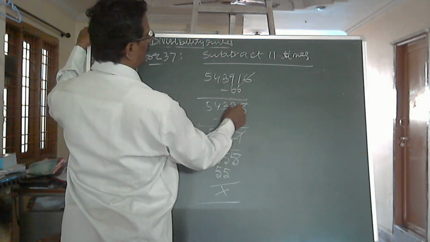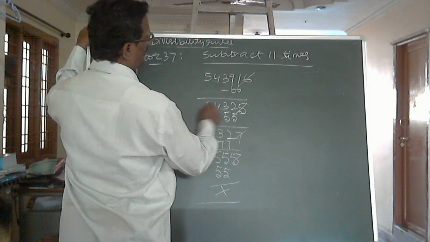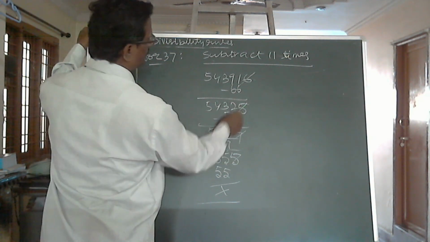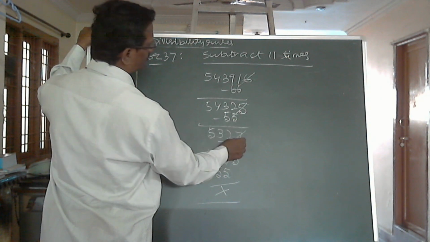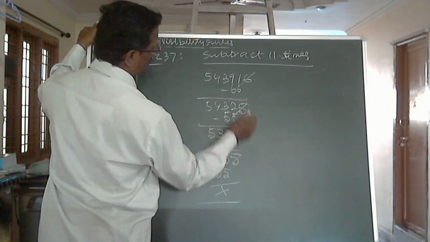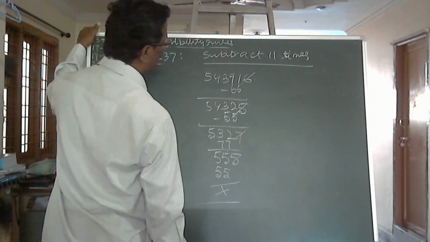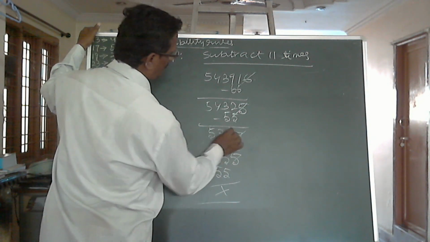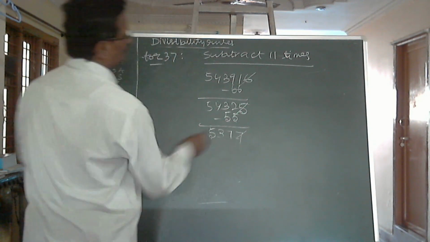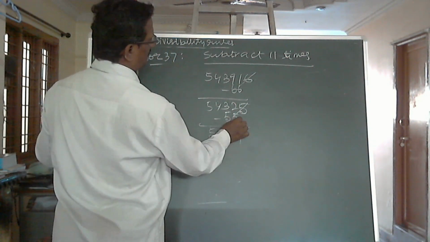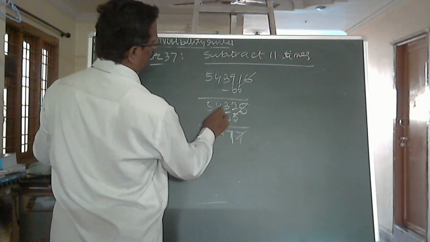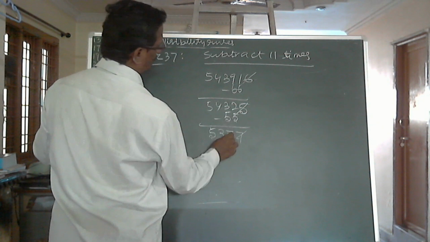8 minus 6 is equal to 2. So again, 11 times 5 is 55 to be subtracted. 12 minus 5 is equal to 7. Let us redo once again. 11 times... 12 minus 5 is equal to 7. Again 2. Borrow. 12 minus 5 is equal to 7.